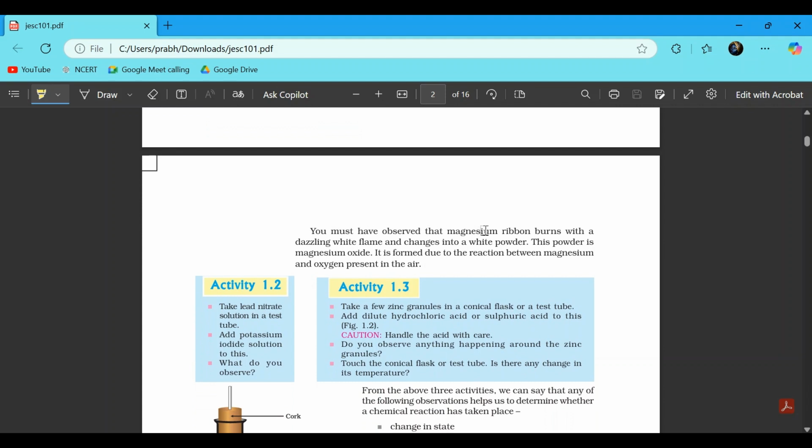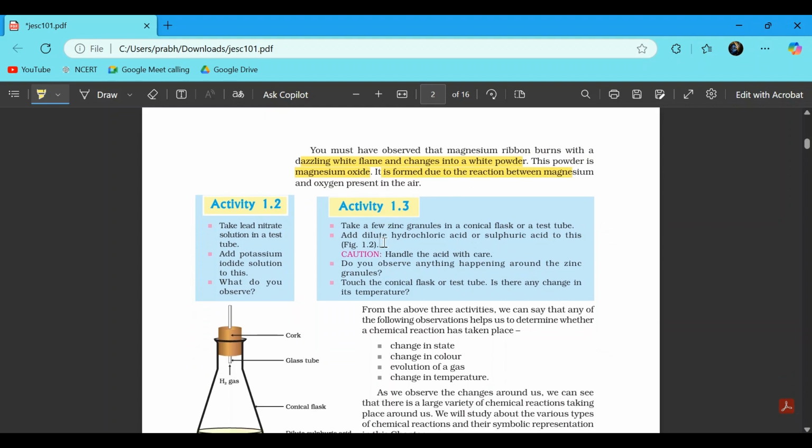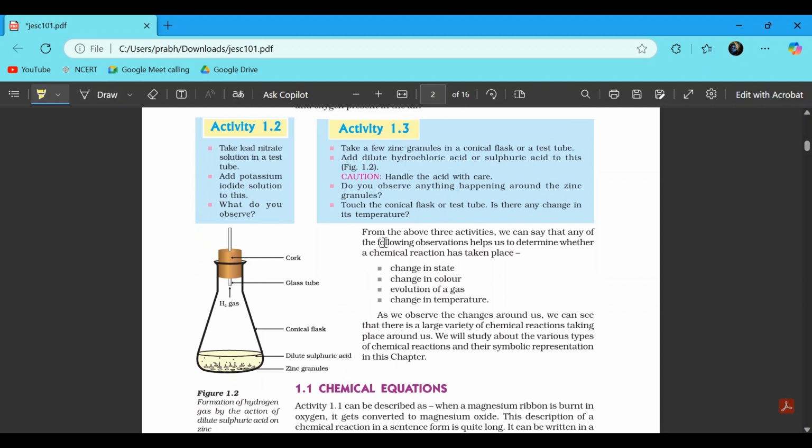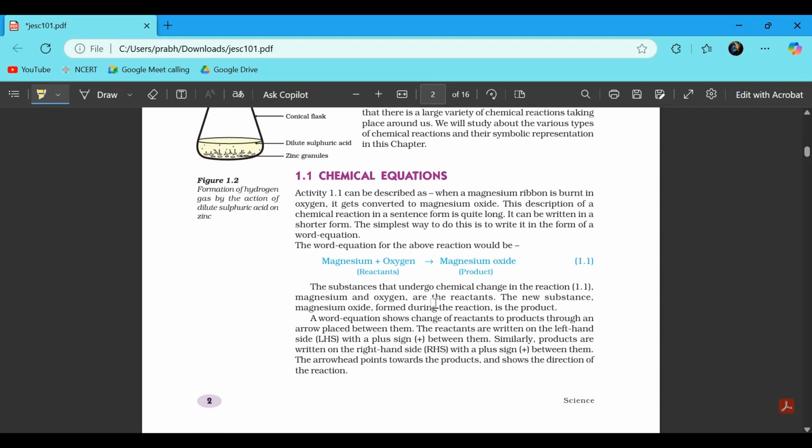And the next question is that the dazzling white flame changes into a white powder. The color of the dazzling flame is also asked, and this powder is magnesium oxide. This is the formation of magnesium oxide, and as I have also told you, it is formed due to the reaction between magnesium and oxygen in the air. Other questions also come in the part of chemical equations, like magnesium plus oxygen, the reactants, gives magnesium oxide.